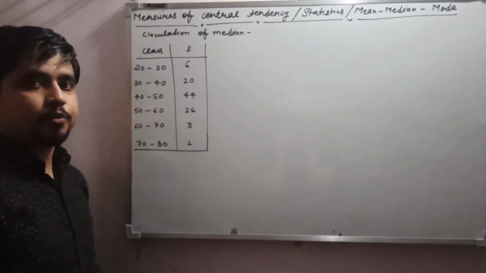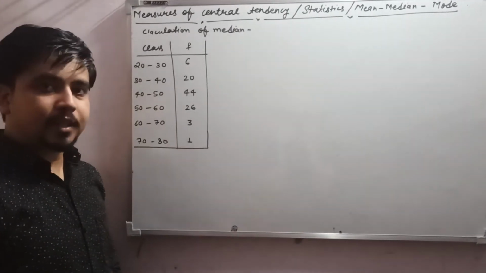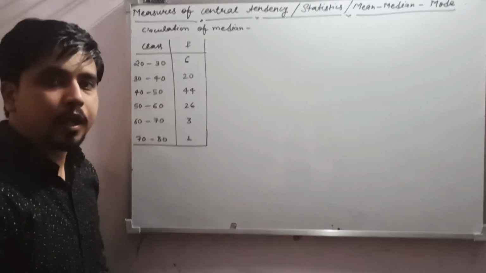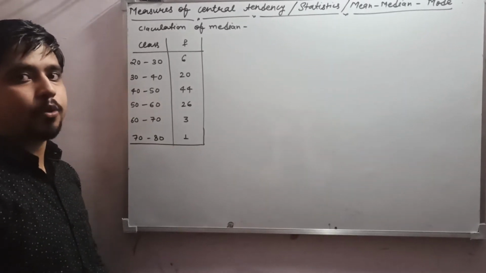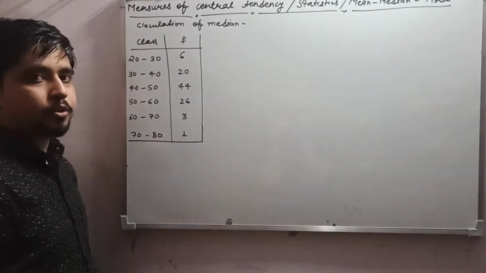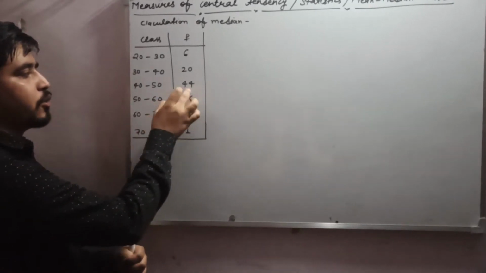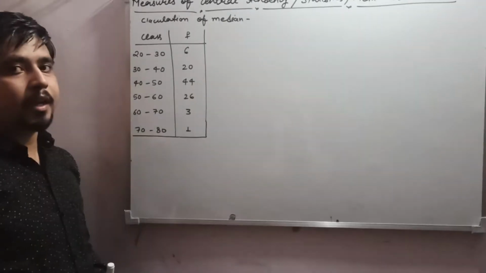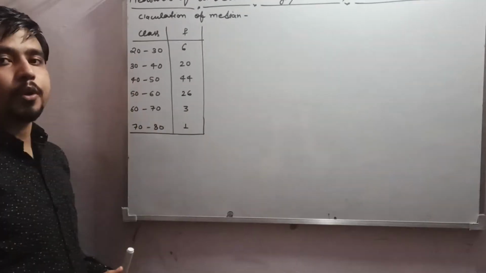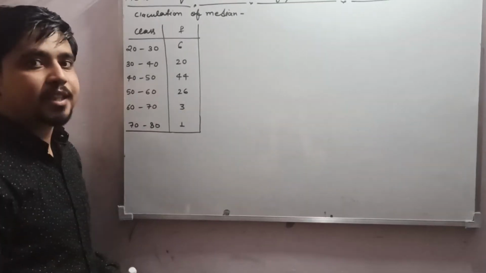In the previous class, we calculated the mean with the help of the assumed mean method and the step deviation method. Now in this class, we will discuss median and mode for class interval type questions. So today I have taken one question already. In this question, the class interval and f are given and we will calculate the median. For calculating the median, we have to calculate CF.